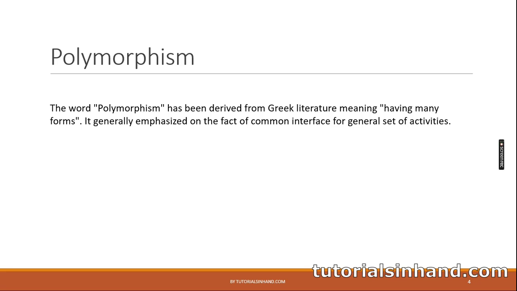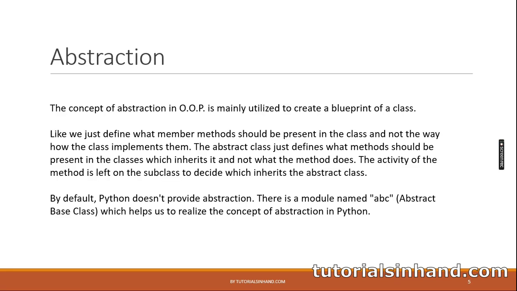Polymorphism. The word polymorphism has been derived from Greek, meaning having many forms. It generally emphasizes the fact of a common interface for a general set of activities. Basically, using this pillar of object-oriented programming, we can define the same methods, but they will behave differently based on certain situations. If you don't understand this as of now, don't worry. Let's first discuss the 4 pillars of object-oriented programming, then we are going to see an example for each one of them. Let's go to the next slide.